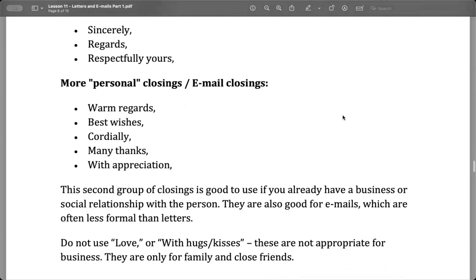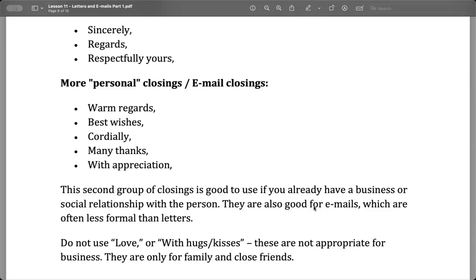This second group of closings is good to use if you already have a business or social relationship with the person. They are also good for email, which is often less formal than letters.